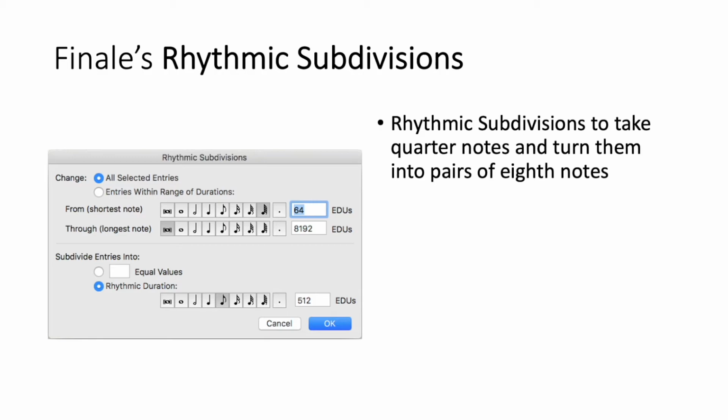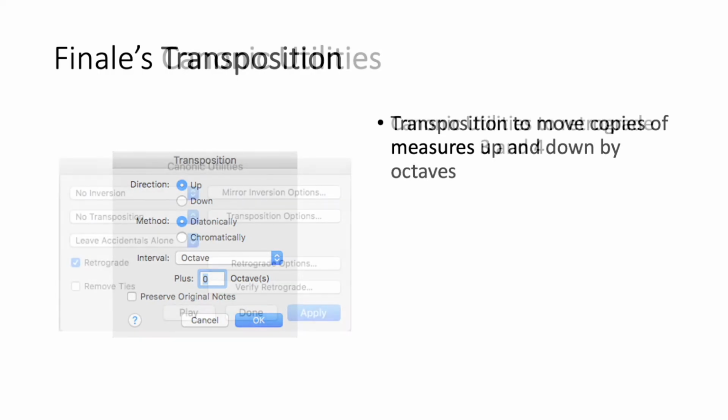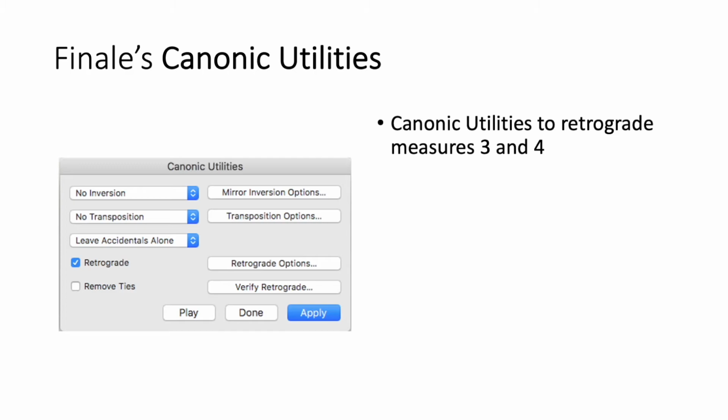Finale's rhythmic subdivisions tool will allow us to take the quarter notes and turn them into pairs of eighth notes. Finale's transposition tool will allow us to move measures up and down by octaves. Finale's canonic utilities tool will allow us to retrograde measures.